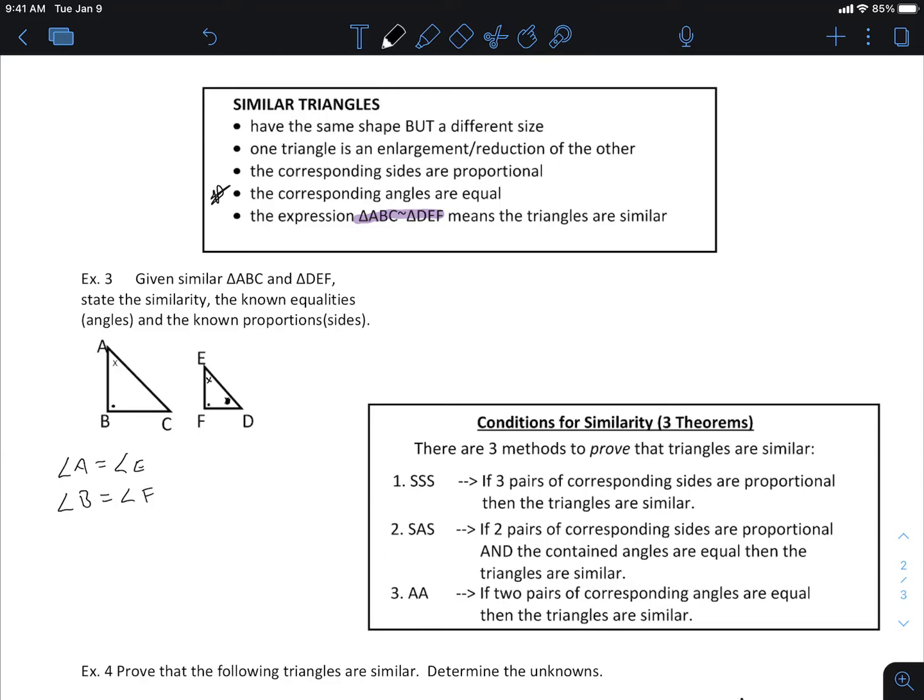all three angles have to add up to, and maybe you guys have seen this before, I don't know. All three angles, let's say angle A plus angle B plus angle C, all have to equal 180 degrees in a triangle.